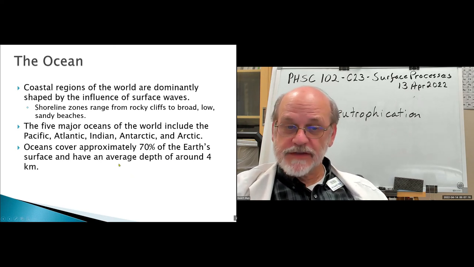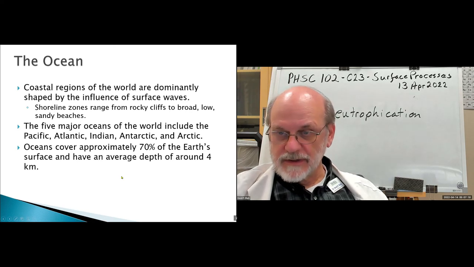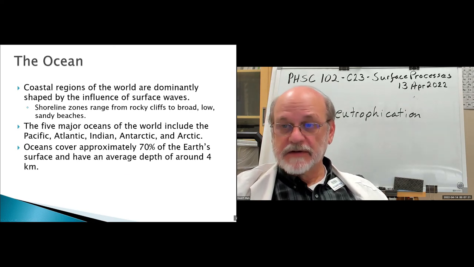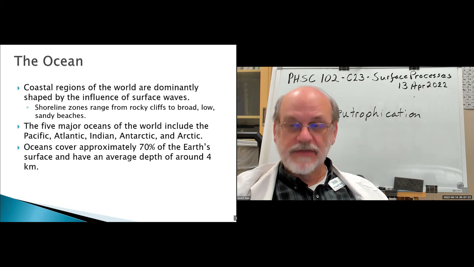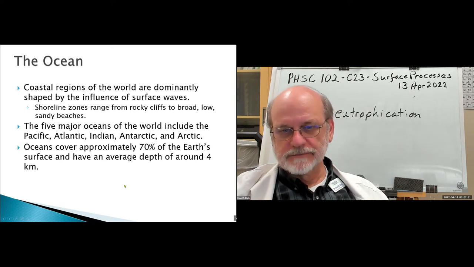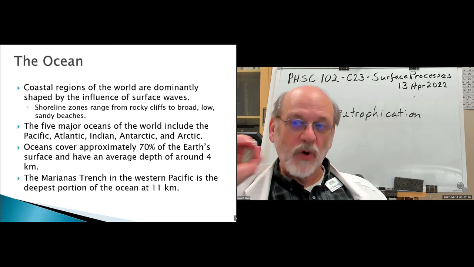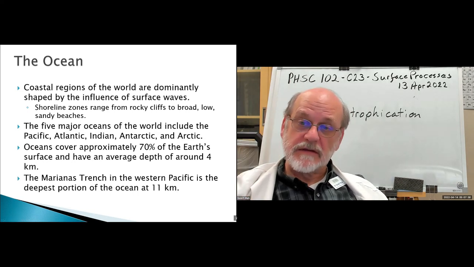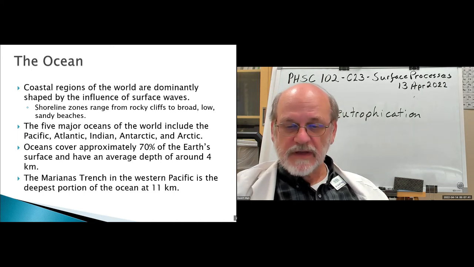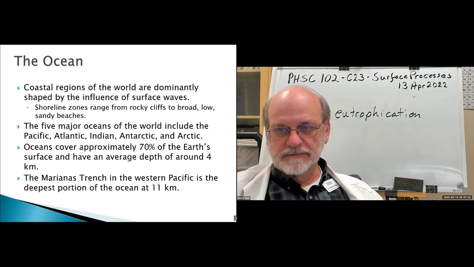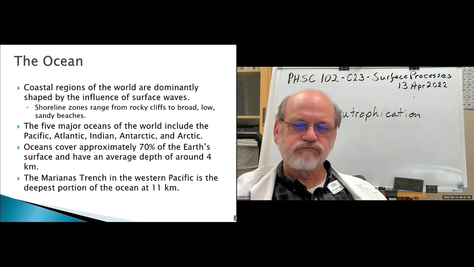The average depth of these oceans is 4 kilometers, about 2.5 miles. Now, there are deeper sections, and there are shallower sections, but on average, the oceans are 2.5 miles deep, about 4 kilometers. The deepest point in the ocean is in the Pacific, the Western Pacific, and it's 11 kilometers down, which is about 6.5, 7 miles.